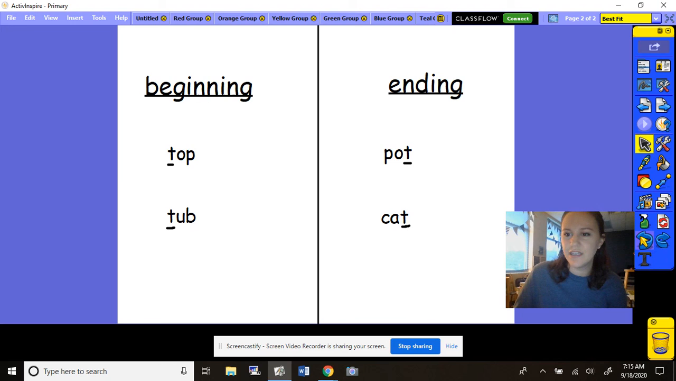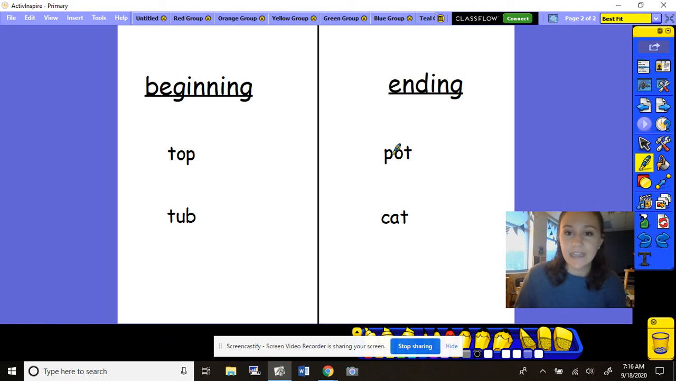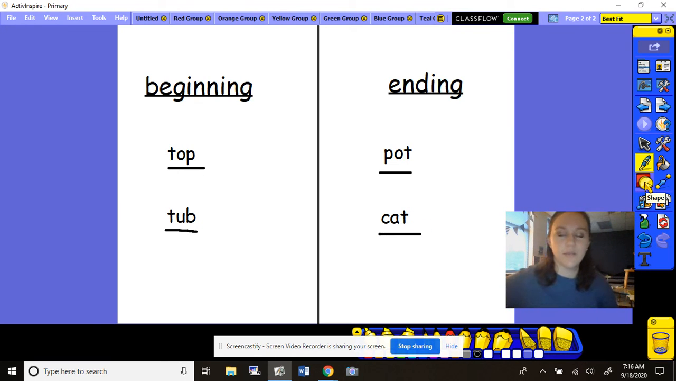So let's read the two words that have T at the beginning and the two words that have T at the end. Here we go. Top, tub, pot, cat. Good job. So remember those sounds. M says mm, S says sss, and T says t. And remember, those sounds can come at the beginning of words and the ending of words. So when you're stretching out the sounds of the words, pay attention to what letter comes at the beginning. That's your beginning sound. And then the letter that is last is your ending sound.